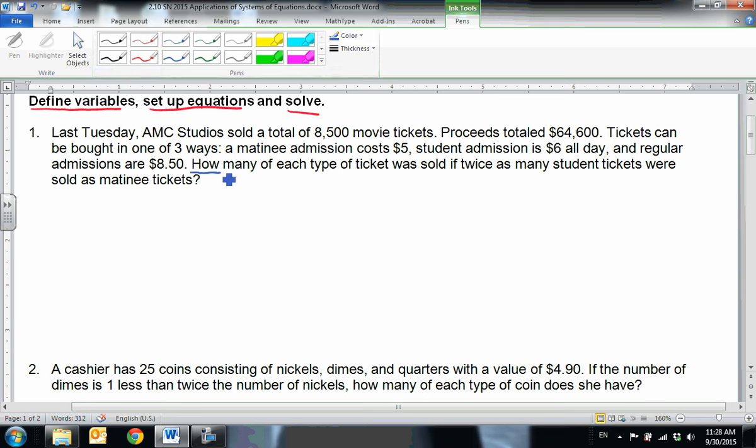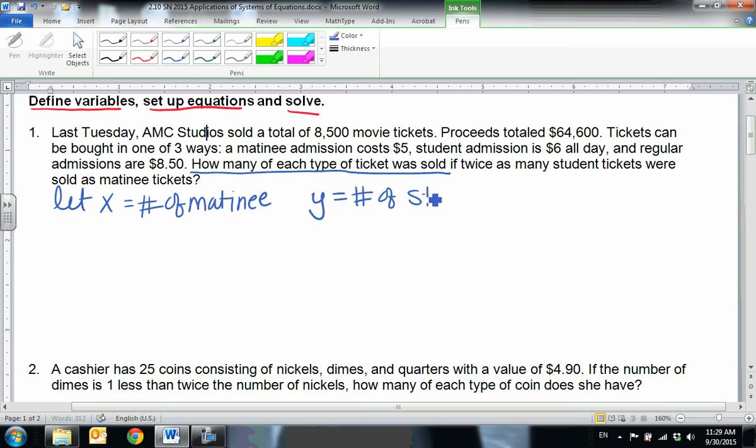So this part right here, how many of each type of ticket was sold, that's what's going to help you decide what your variables are. That's what they're asking us for. How many of each type? So let's let X, what do you want X to be? Matinee tickets, okay? So we would say number of matinee. Y we could let be number of student tickets. And Z we could let be number of regular.